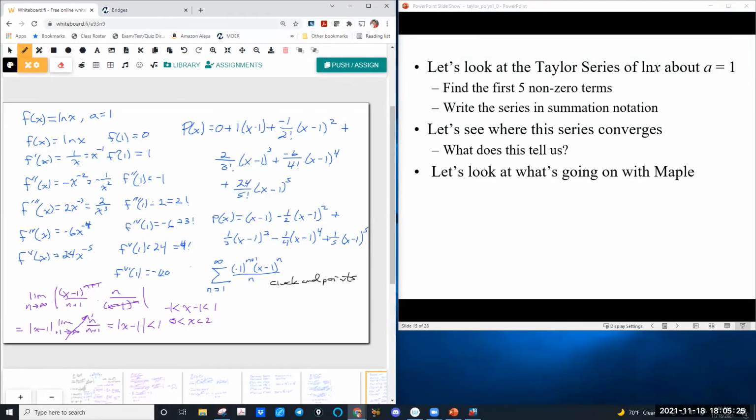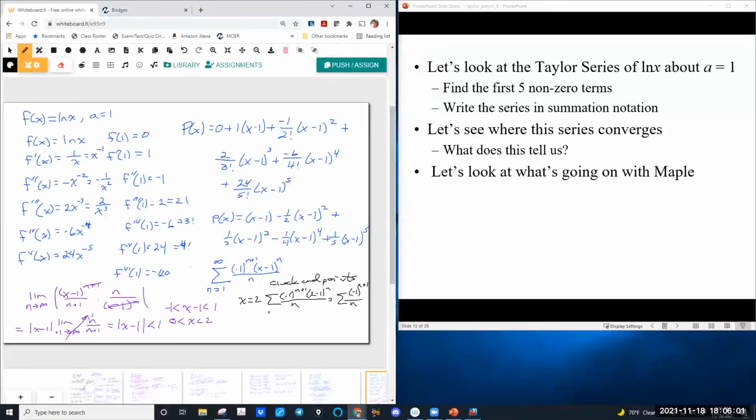So we have an endpoint at 2. If x equals 2, we plug it into our series. Let's plug it in so we can see how it simplifies: negative 1 to the n plus 1 times 2 minus 1 to the n over n. 2 minus 1 to the n is just 1 to the n, 1. So this whole part disappears, and this is just the alternating series negative 1 to the n plus 1 over n.